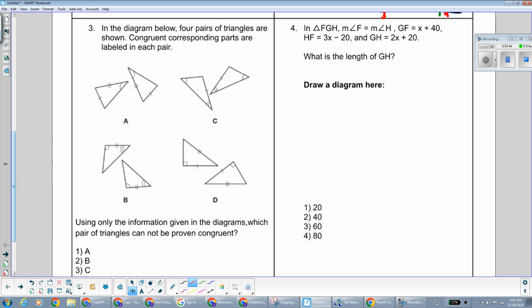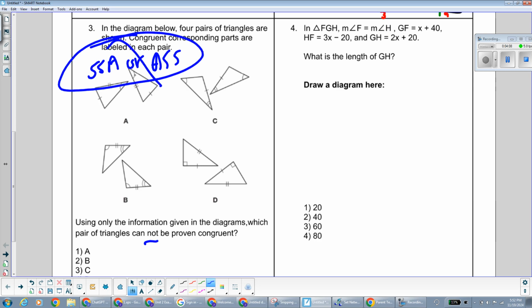In the diagram below, 4 pairs of triangles are shown. Congruent corresponding parts are labeled. Which pair of triangles cannot be proven congruent? ASS, or in the reverse, SSA. However you looked at it, it's the same thing. It does not work. We don't want to be writing bad words on our geometry test. So A is our correct answer.